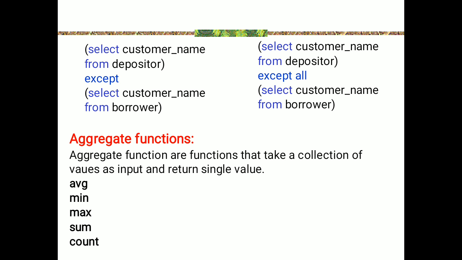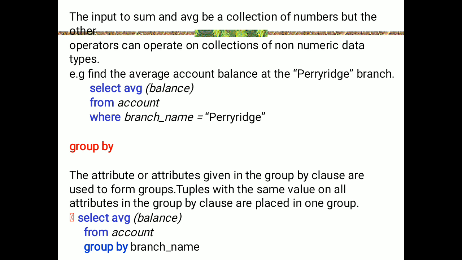These are all the functions which are applicable only to numerical values and not to string values, because average, minimum, max, sum and count are applicable to mathematical values. We cannot calculate the average of any alphabet, or the minimum of any alphabet. So all these functions are applicable to numerical values. The input to sum and average must be a collection of numbers, but the other operators can operate on a collection of non-numeric data types.